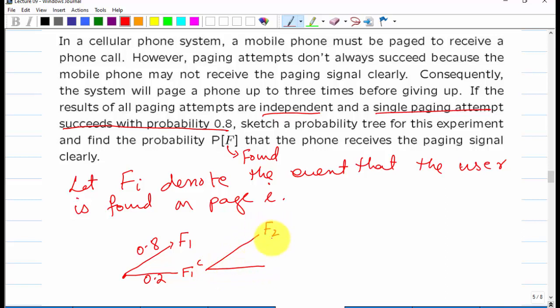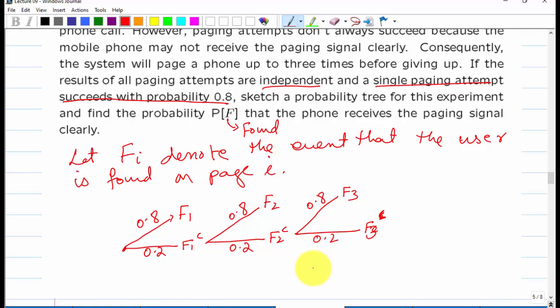So it will be the second try to find. If it is found, its probability is 0.8, and if it is not found, that will be the complement of it. This is again 0.2. Again if it is not found, it will try for the third time, and we can see here that this is F3, and again the probability of being found is 0.8, and its complement will be 0.2.